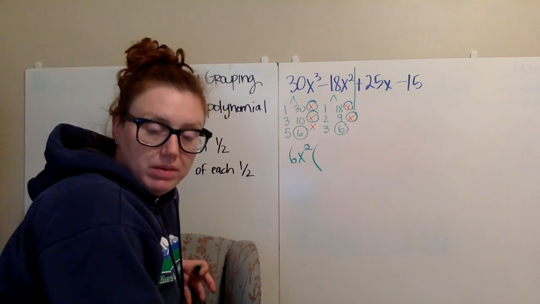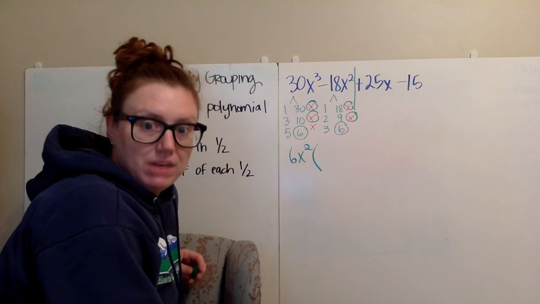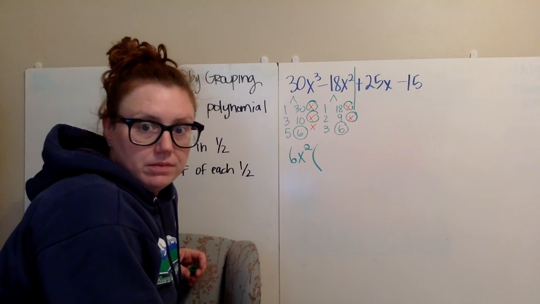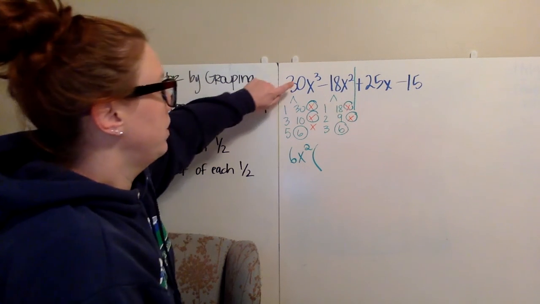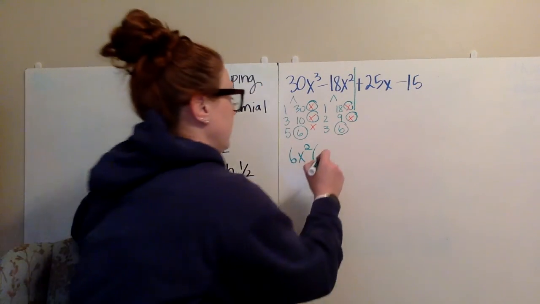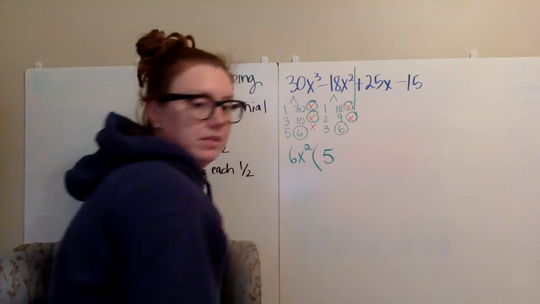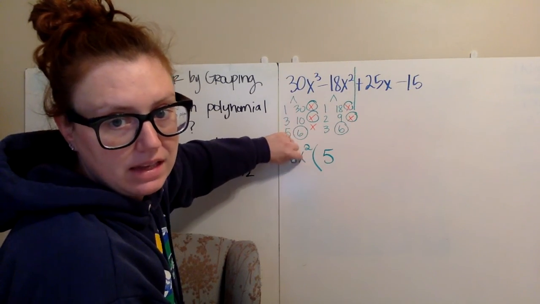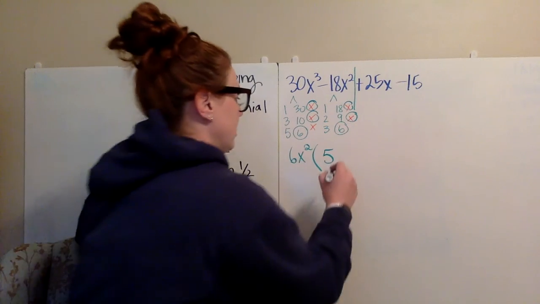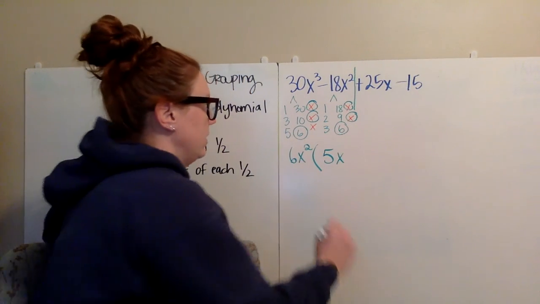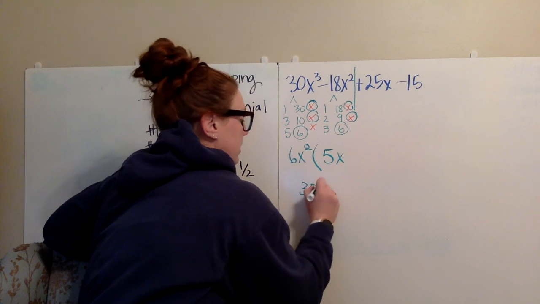Because they can both be divided by 6, the biggest number that they can both be divided by is 6, and they also share an x squared. So 30 divided by 6 is 5, and x to the third divided by x squared is x. Right? So again, I can show that down here.